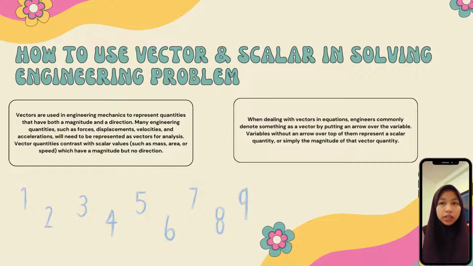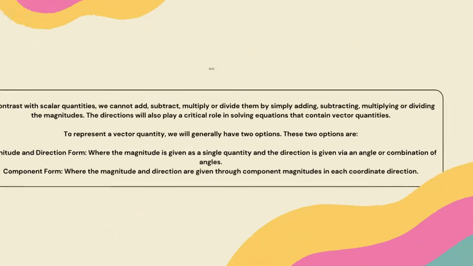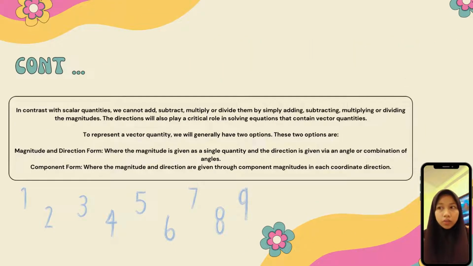When dealing with vectors in equations, engineers commonly denote something as a vector by putting an arrow over the variable. Variables without an arrow over the top of them represent a scalar quantity or simply the magnitude of that vector quantity. In contrast with scalar quantities, we cannot add, subtract, multiply or divide vectors by simply adding, subtracting, multiplying or dividing the magnitudes. The directions will also play a critical role in solving equations that contain vector quantities.